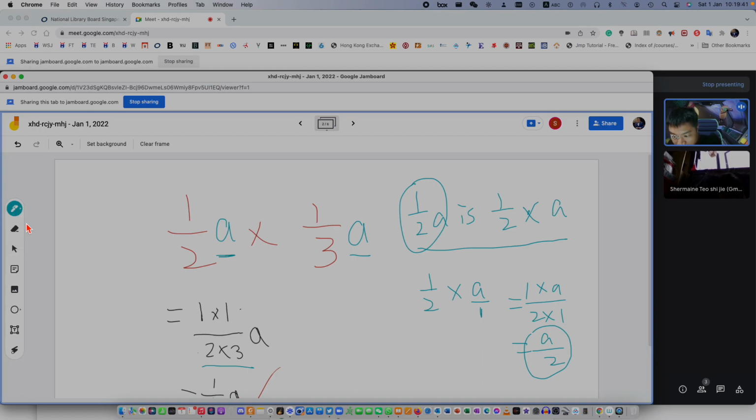Let me not erase your work first. Let me just do it here. So half a becomes a over 2. Okay, so let me do the same for 1/3 a.